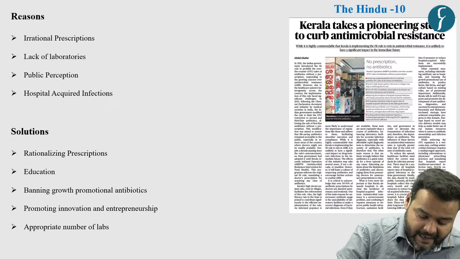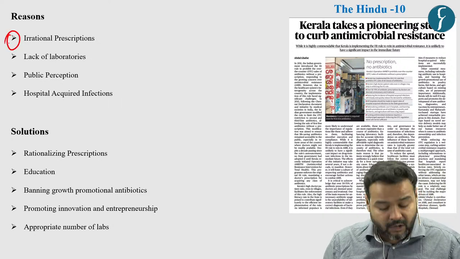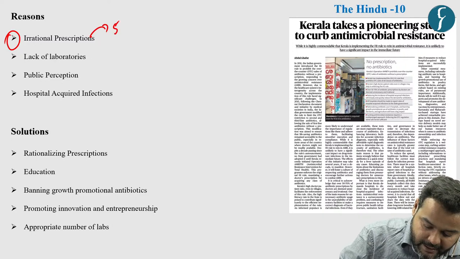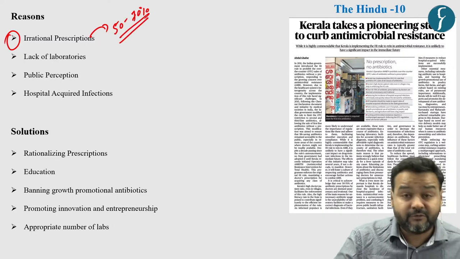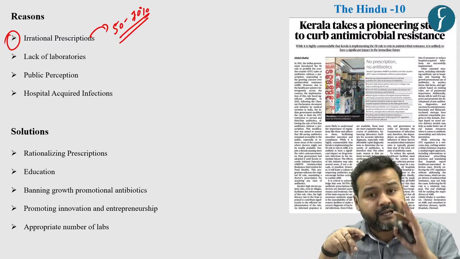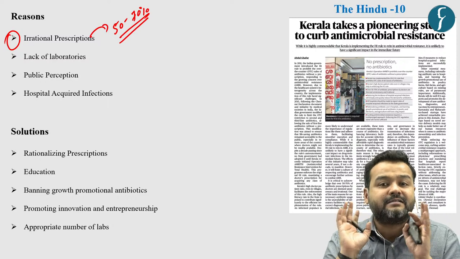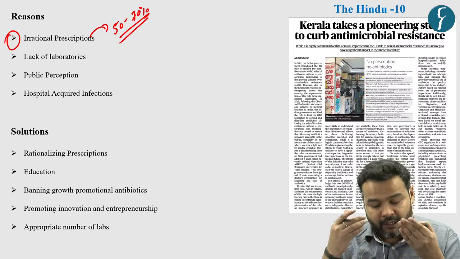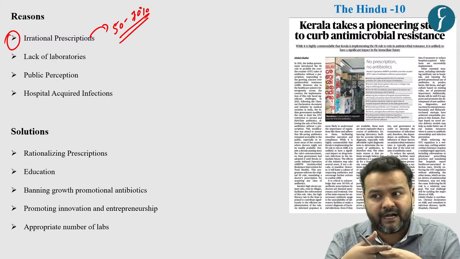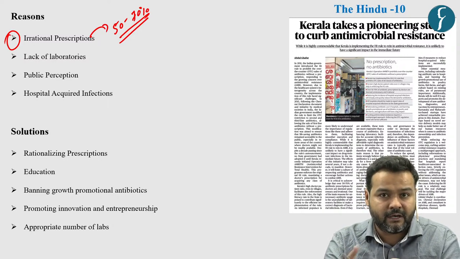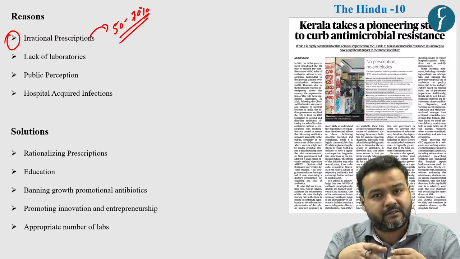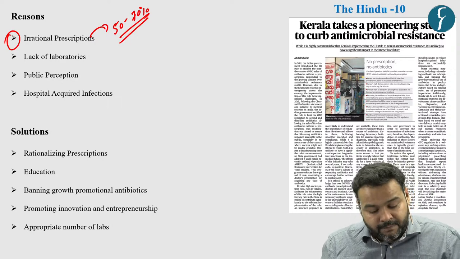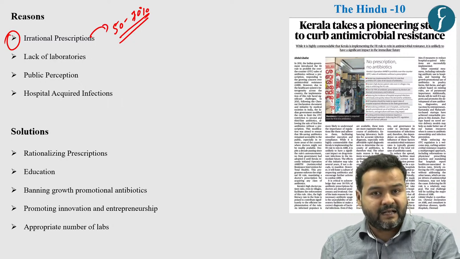He first highlights the instances of irrational prescriptions. Now, having doctors is fine, but studies have shown that 50 to 70% of the total prescriptions of antibiotics are irrational and unnecessary. The author is talking particularly about Kerala, but you can take these as generalistic suggestions for the entire country, if any other state, or a pan-India scheme, comes in future. So 50 to 70% of prescriptions are unnecessary and irrational.